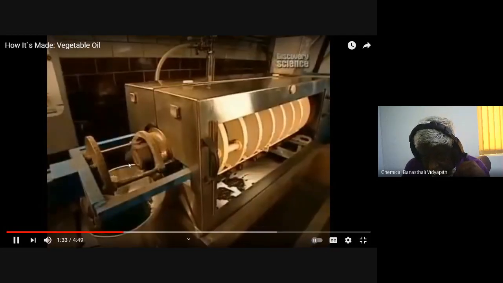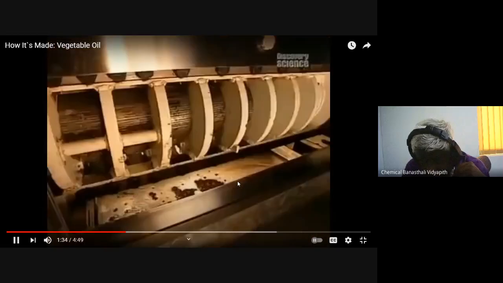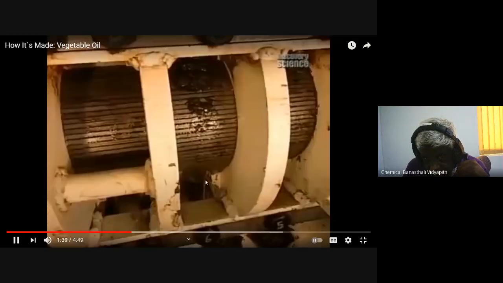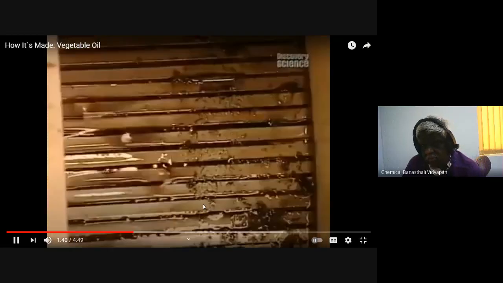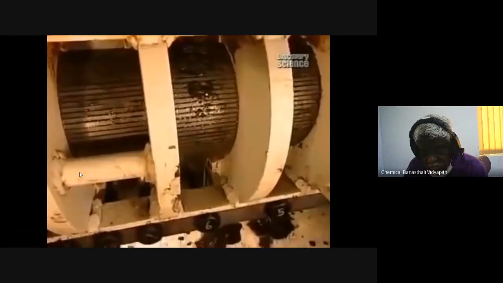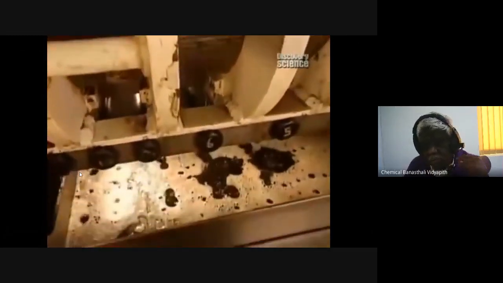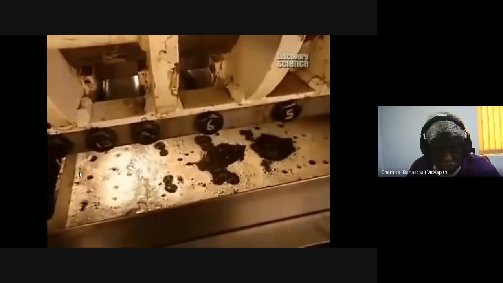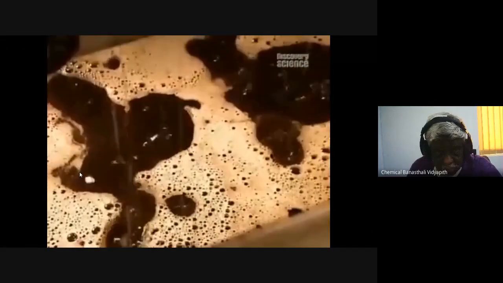The oil is dripping here. The expeller: 100 kilos of seeds per hour go through the press, producing some 38 liters of oil. Low volume, but high quality.